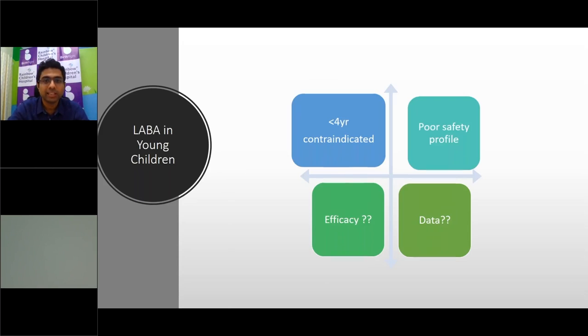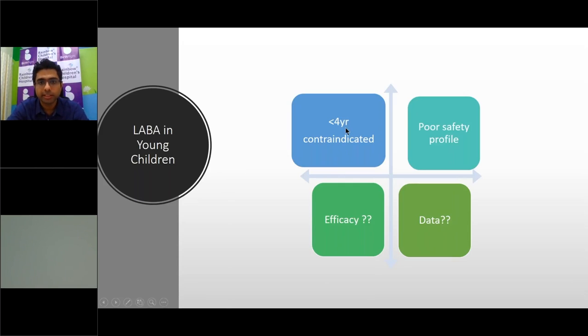Now, what about the role of LABA, long-acting beta agonist, with inhaled corticosteroid? Whenever I mention LABA, it is LABA with an inhaled corticosteroid. The commonly used are salmeterol with fluticasone, called Seroflo, or formoterol with budesonide. It is called Foracort.